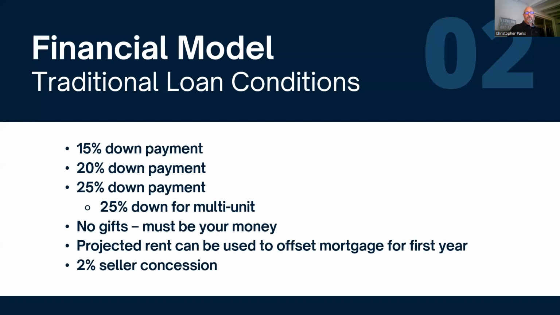25% really does improve the terms when you start getting into single family. And for multi-unit, that's the base level of entry, which is 25%.